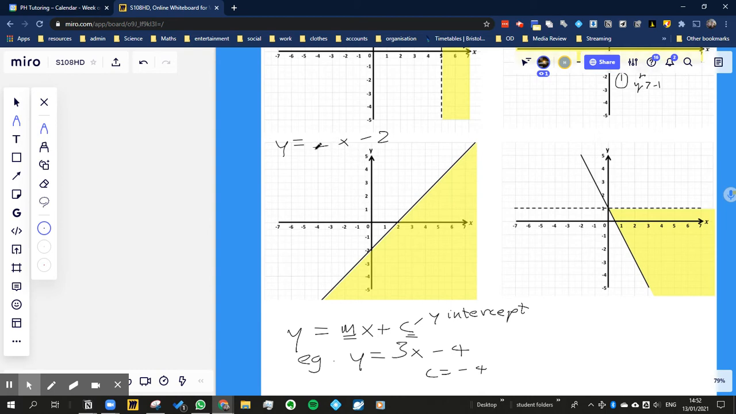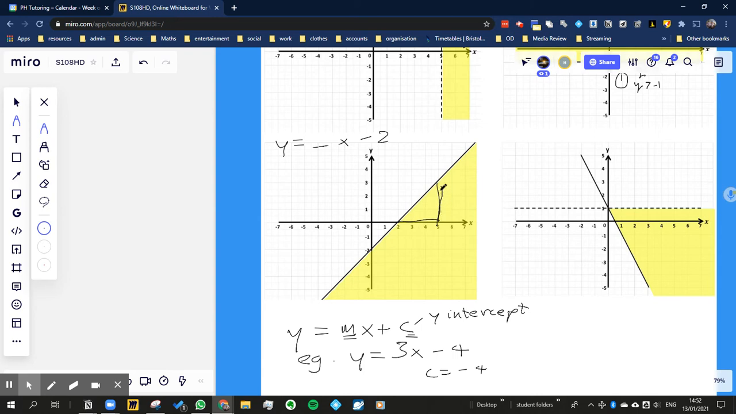Now this something here is what we call the gradient, and that is how steep the slope of the line is. Now I can tell you straight away that the value for this is going to be 1. I can see straight off, and I'll show you how to do this. You draw a triangle, for example like this, up to this. That's not a very straight line. And then we look at what they call rise over run.